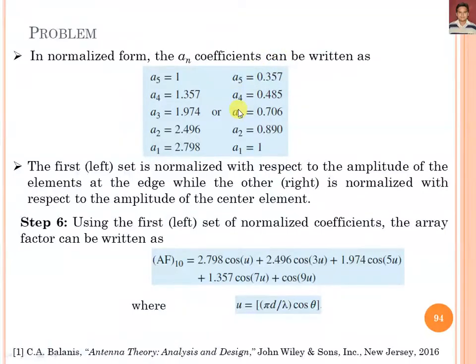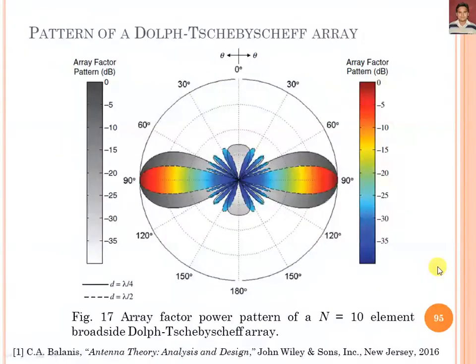So you can see here this is the edge and this is the center. We are considering the normalized coefficient at the edge, and then we can calculate the array factor, which is equal to this one, where u is equal to pi d upon lambda. So this is the systematic approach through which we can design the Chebyshev polynomial array. And here we are taking one example of this problem. N is equal to 10 elements, and this array is broadside, and here you can see the results for different values of spacing, d equal to lambda by 4 and lambda by 2.